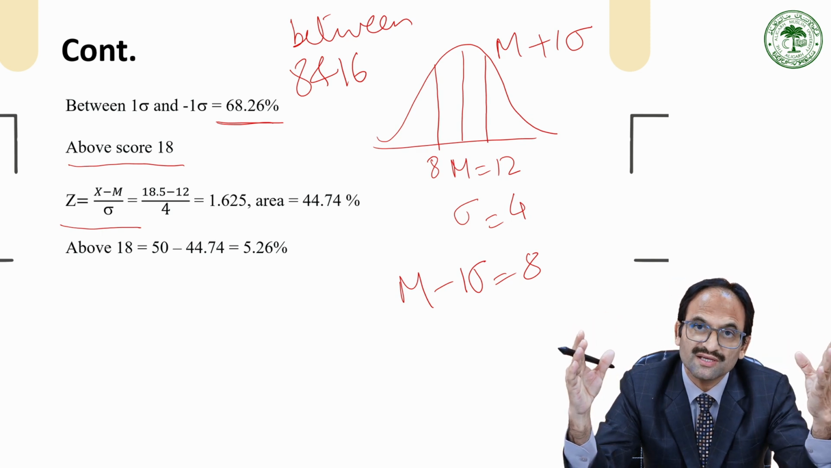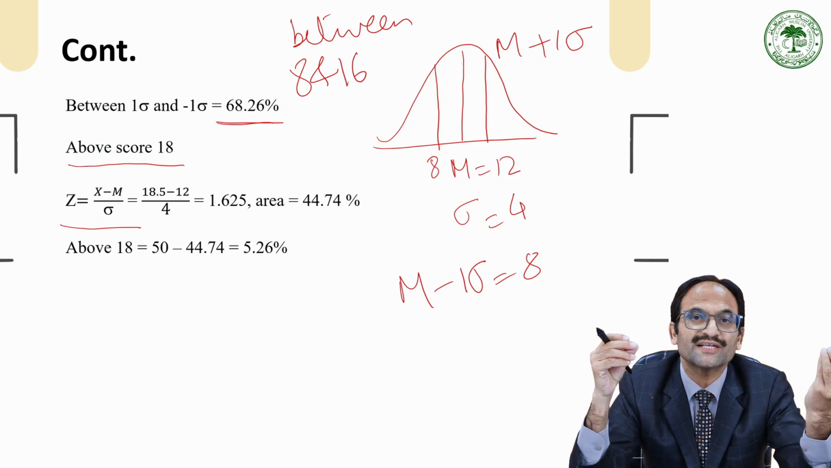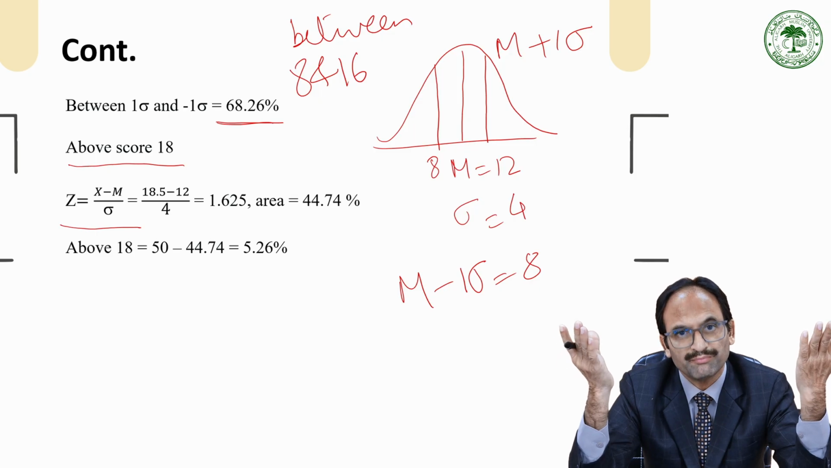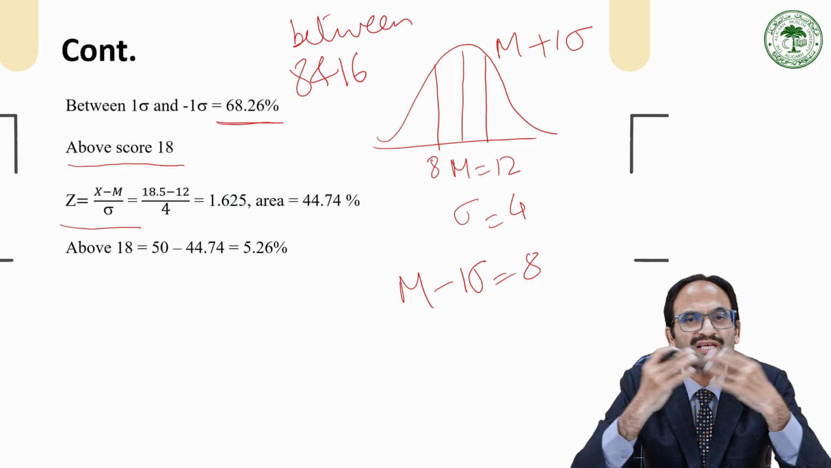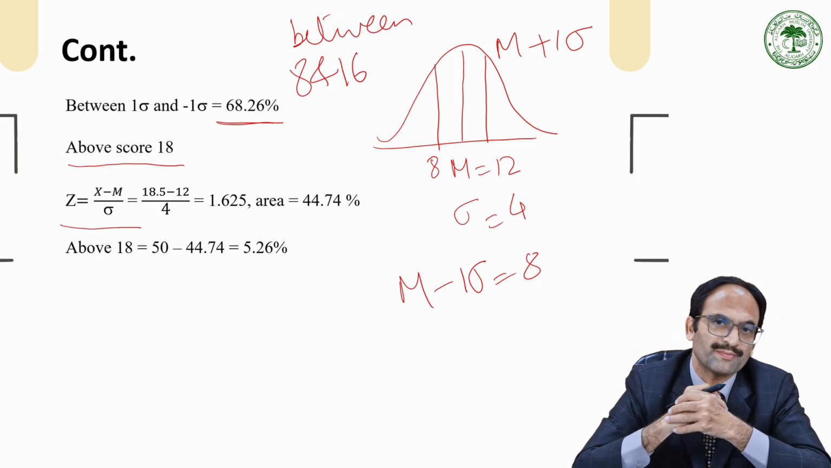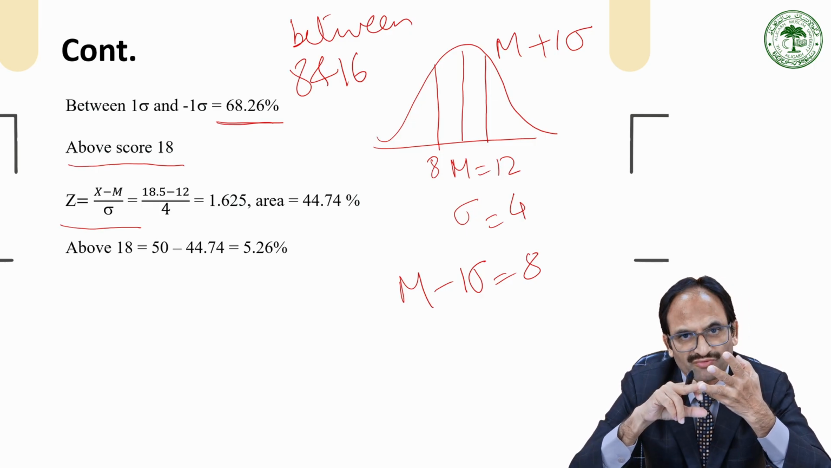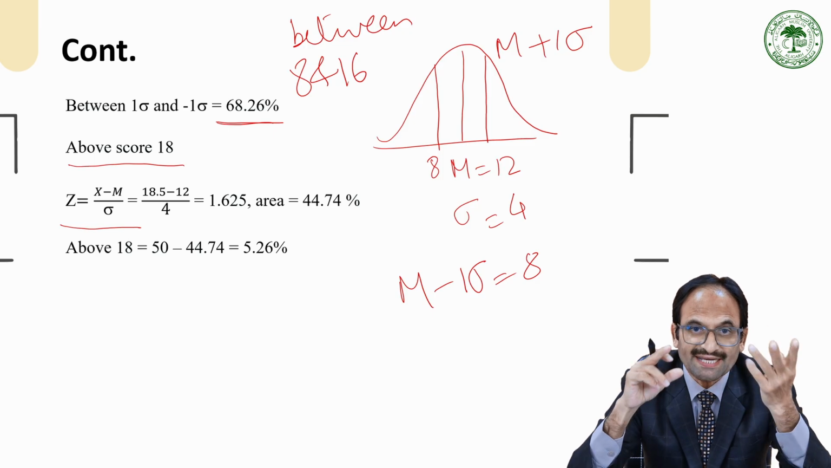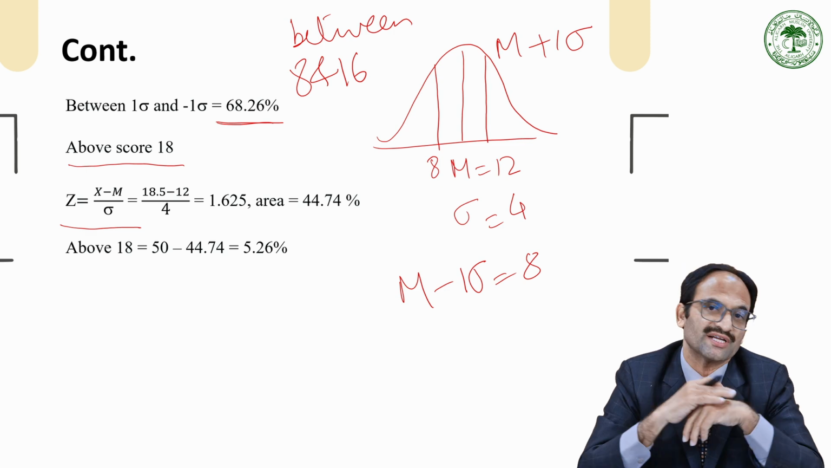What is x? The raw score which is required to be converted into a Z score. M is the mean score that has been given in this problem, and sigma is the standard deviation, which again has been given. So the mean we know, that is 12, sigma we know, that is 4, and x is 18. 18 is required to be converted into a Z score.